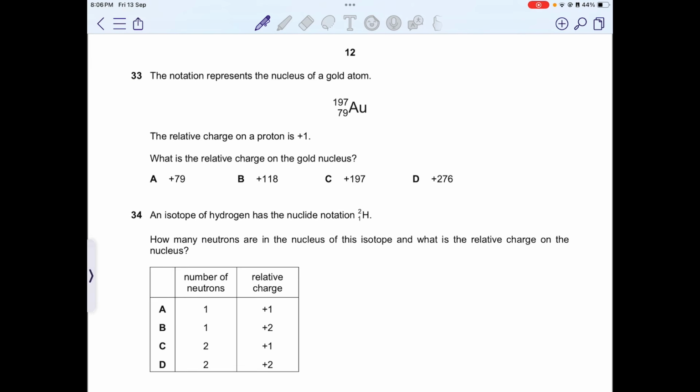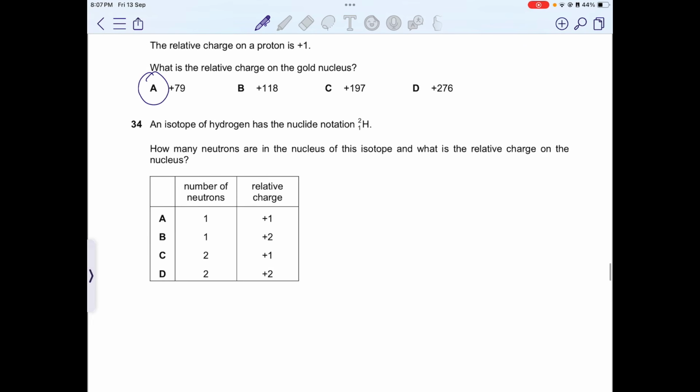197 is the number of neutrons plus protons, or the mass number. 79 is the atomic number, the number of protons. The relative charge of a proton is 1. What is the relative charge of the nucleus? Since for 1 proton it's plus 1, and you have 79 protons, it's plus 79.